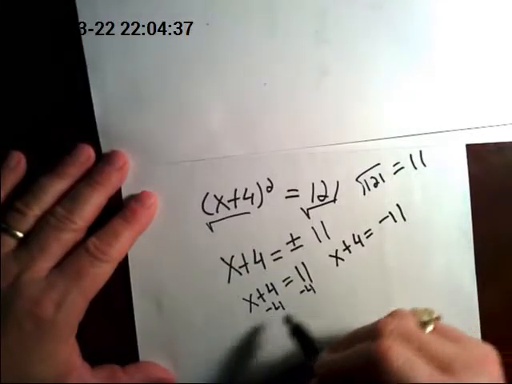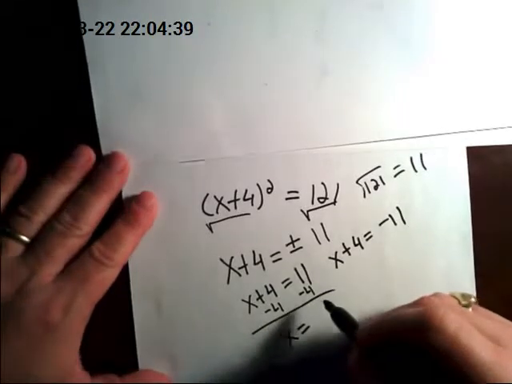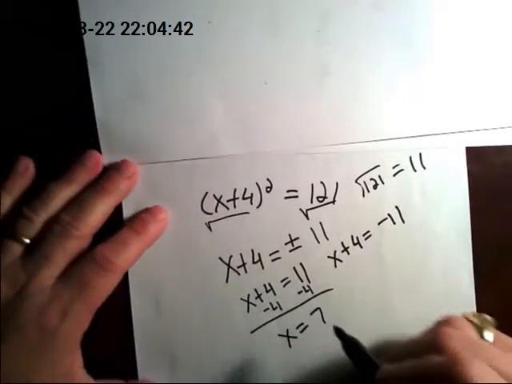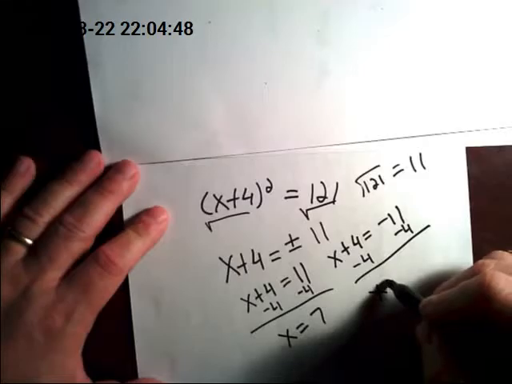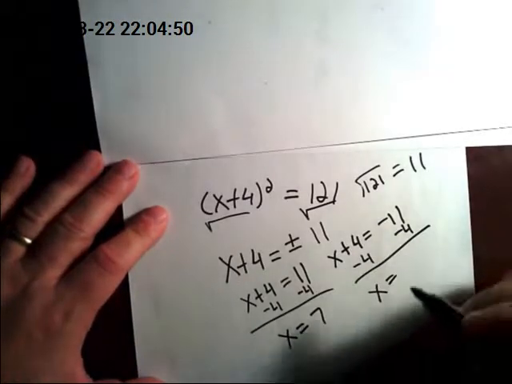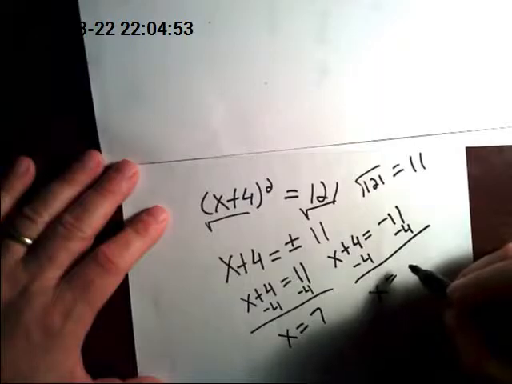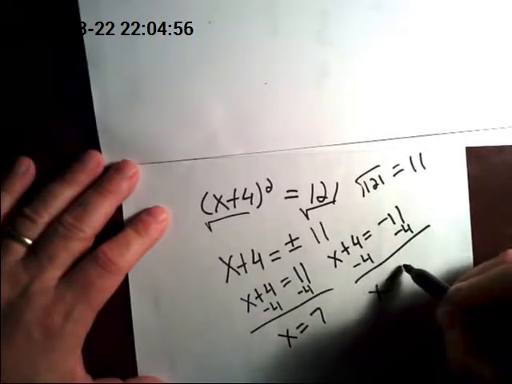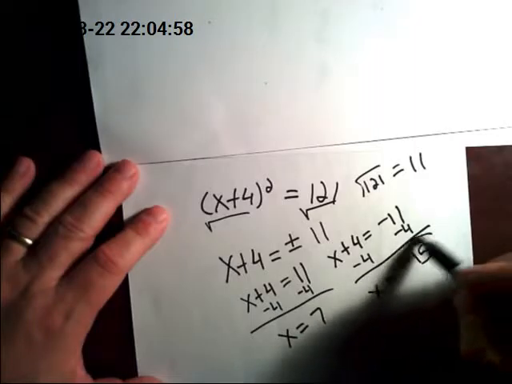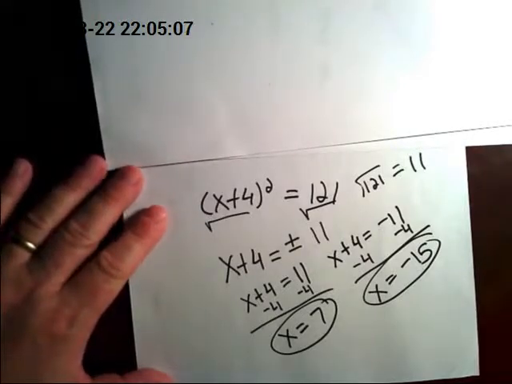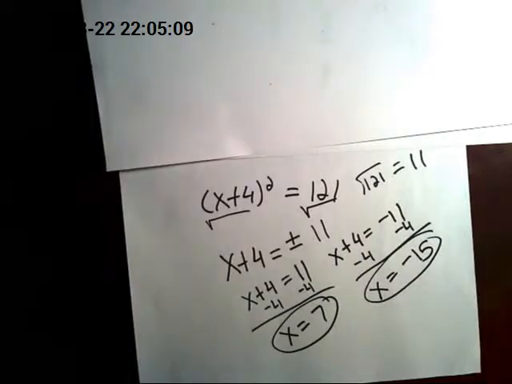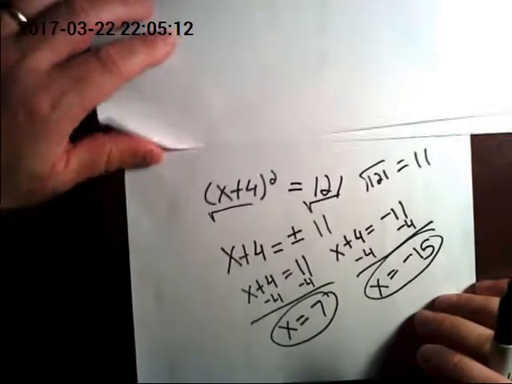Inverse operations, subtract 4. 11 minus 4 is 7. I subtract 4 from negative 11. Somebody borrowed $11 and they borrowed 4 more. Yes, they owe you $15. Those are my two solutions. That is where this would cross the x-axis. That is the solution to this quadratic. Those are the zeros.